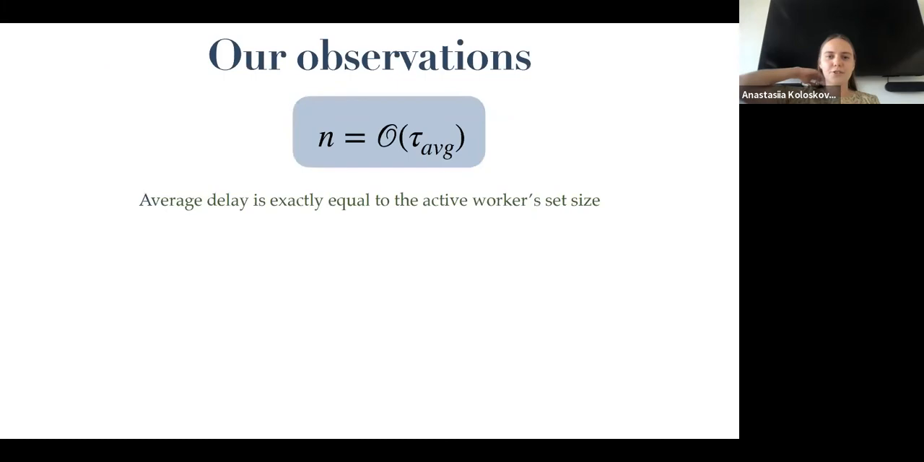So how did we do it? How did we improve this convergence rate? One of the observations which we used is that the number of nodes is approximately, up to a constant, equal to the average delay.